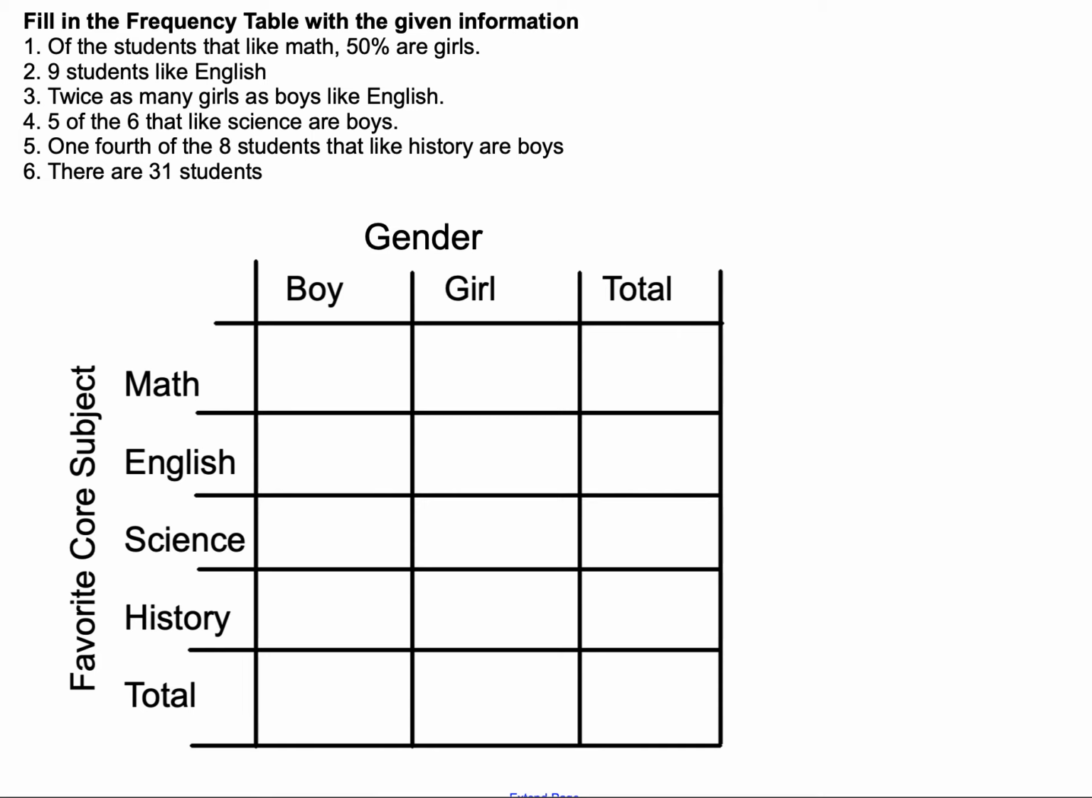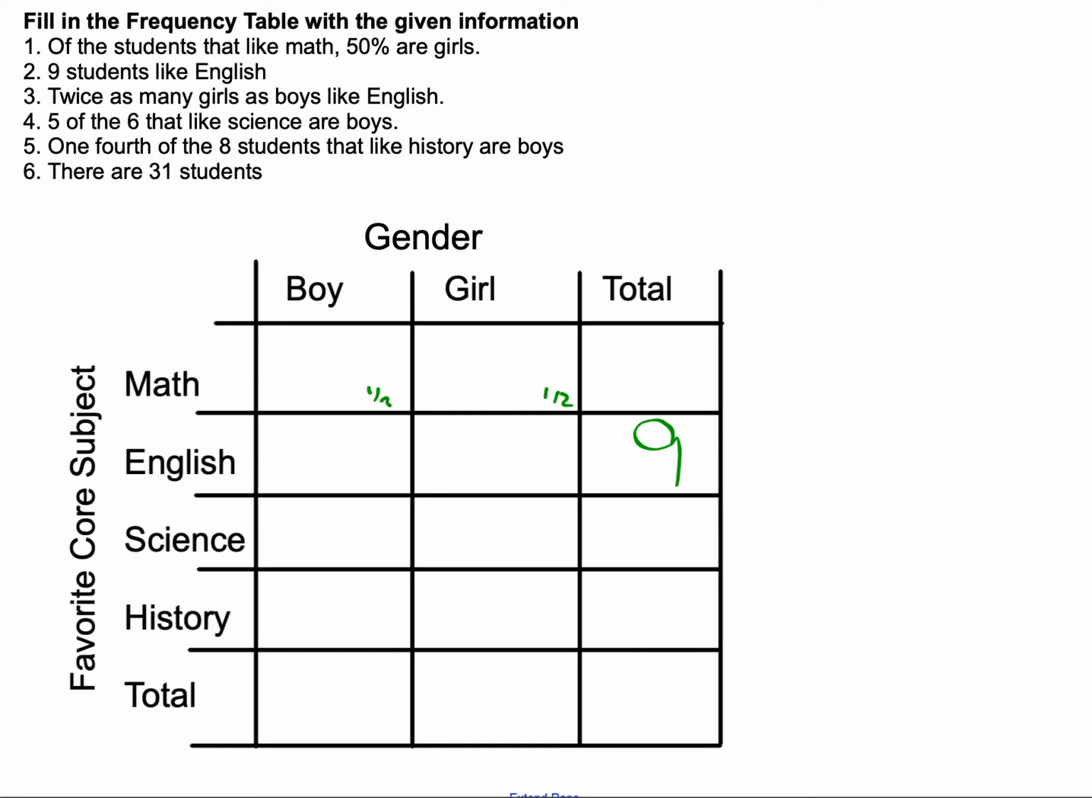Okay, let's look at some examples. On this one, we're going to fill in the frequency table with the given information. Of the students that like math, 50% are girls. Now, we don't really have a lot of information here. We just know it's half and half here. We're not told the total number of students that like math. 9 students like English, that's including both boy and girl.